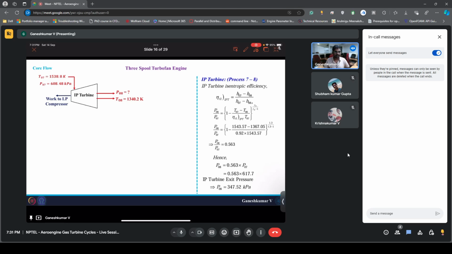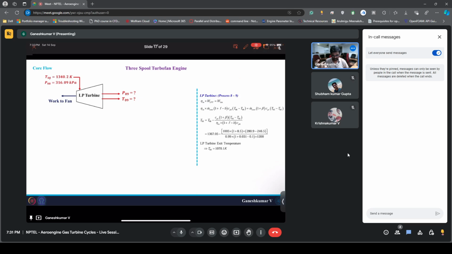So the next thing is the LP turbine. I mean the IP turbine. Again, we need to find the pressure. Let's see what happens. Equation-wise, nothing has changed. Only the numbers would be changed now. So the pressure ratio has reduced as we guessed. It was 0.5195. Now, if you substitute these numbers, you will end up having the pressure at the exit of the IP turbine to be 316 kilopascal, which is lesser than 347 kilopascal. All right. I hope until now there is no problem in understanding.